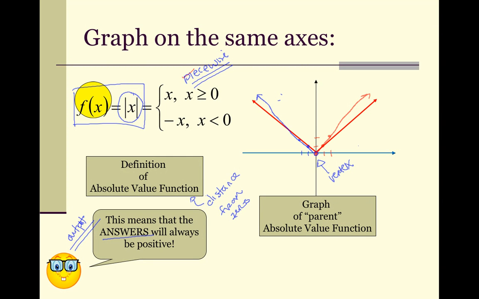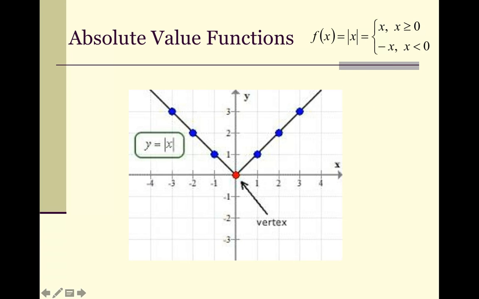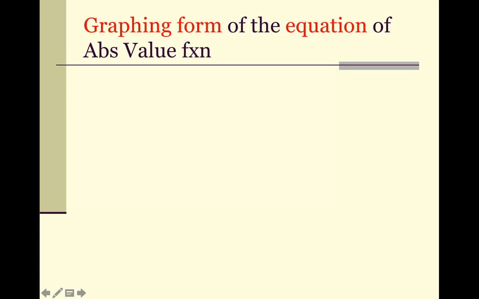Right? So it is a function. Is its inverse a function? No, it's not one-to-one, right? So absolute value function, this is what it looks like. It has an x-intercept. It has that vertex.